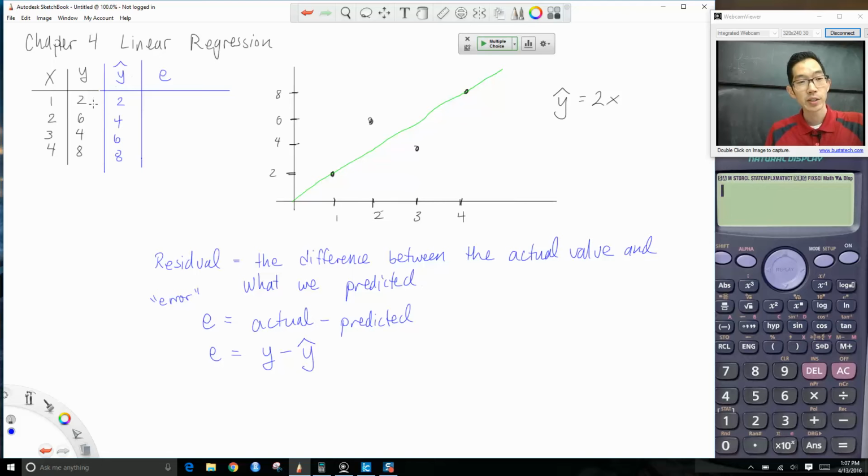Okay? So when x is 1, the actual value is 2, and according to our prediction line, we would also predict 2, so we have an error of 0. Okay? When x is 2, our actual value turned out to be 6, but we predicted only 4. So in this case, we have an error of 2. Over here, we have an error of negative 2, and over here we have an error of 0.